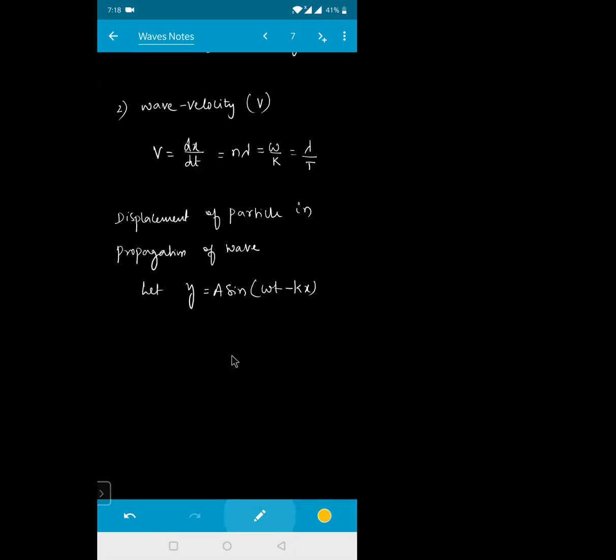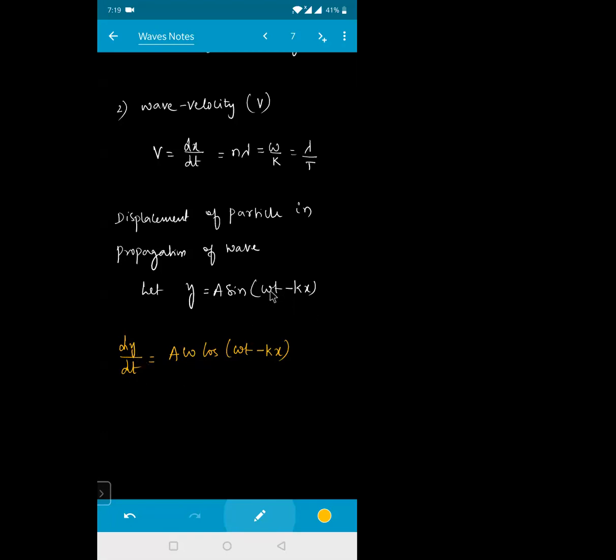If I differentiate this with respect to time, dy divided by dt will be equal to a, which is constant, times the differentiation of sine of omega t minus kx. K into x will be taken as constant, so the total will be a into omega into cos of omega t minus k into x. We assume kx to be constant because we are differentiating y with respect to time.